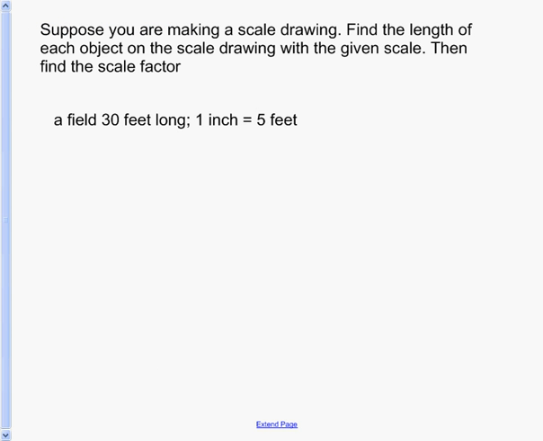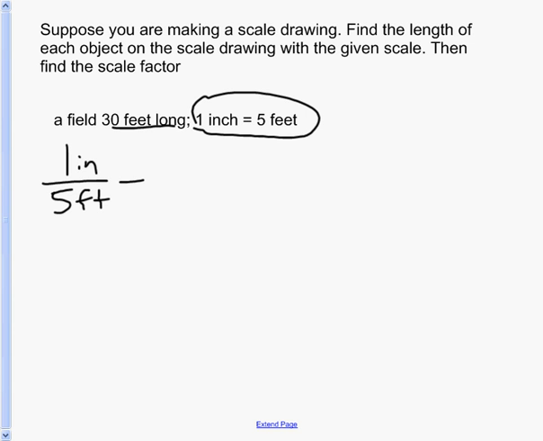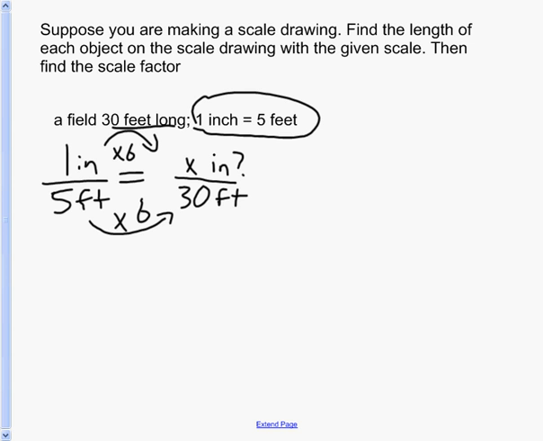Suppose you are making a scale drawing. Find the length of each object on a scale drawing with the given scale, then find the scale factor. So we have a field 30 feet long, but first we're going to write down the scale. I got 1 inch over 5 feet. And we're looking for a field that's 30 feet long, and how many inches is that? Now right here I see the shortcut that we can multiply by 6 on the bottom to get 5 to 30, so we can multiply by 6 on the top. 1 times 6 is going to get us x equals 6 inches.